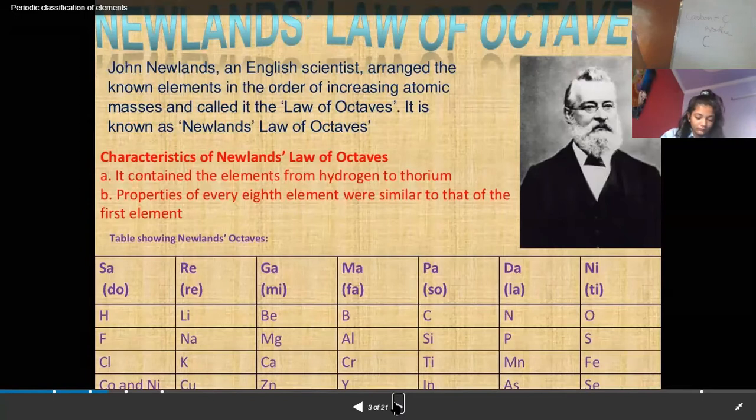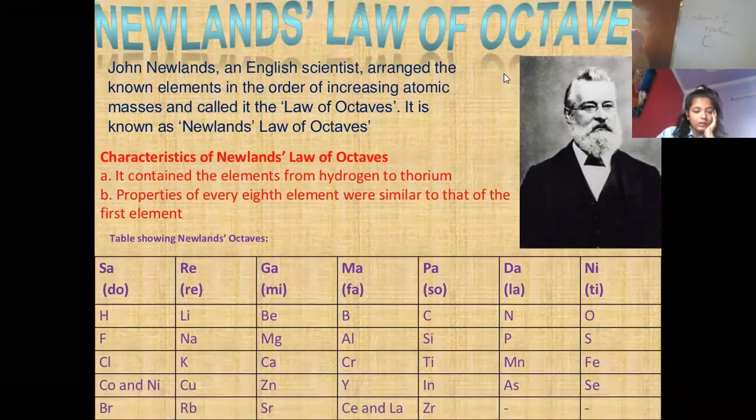Okay, then the second attempt to classify the elements was done by Newlands. John Newlands was an English chemist, an English scientist who made the second attempt to classify the elements.